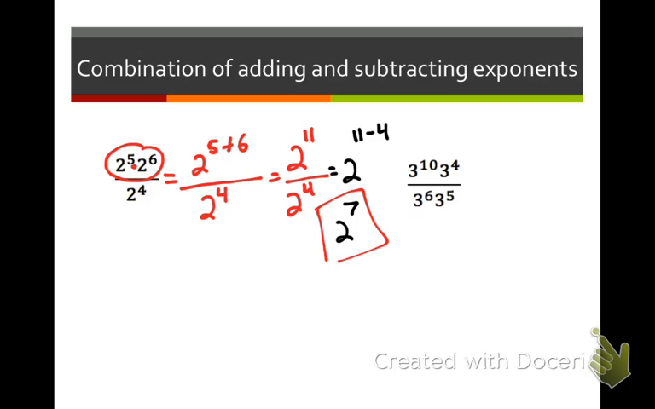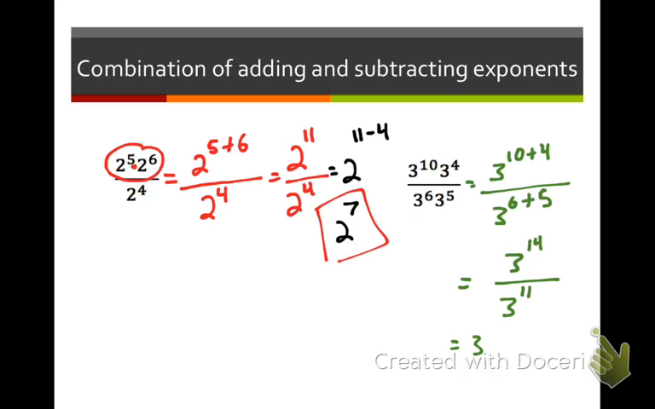Let's do the other one. On the top, I have the same base, so I'm going to add the exponents. On the bottom, I have the same base, so I'm going to add those exponents. I simplify it. I get 3 to the power of 14 and 3 to the power of 11. Finally, I subtract the top exponent minus the bottom, and I get 3 to the power of 3. And I know that 3 to the power of 3 is equal to 27.